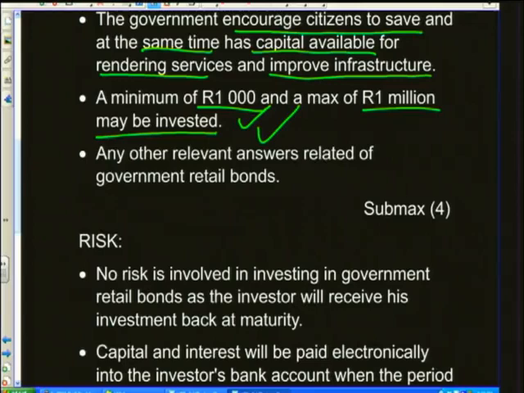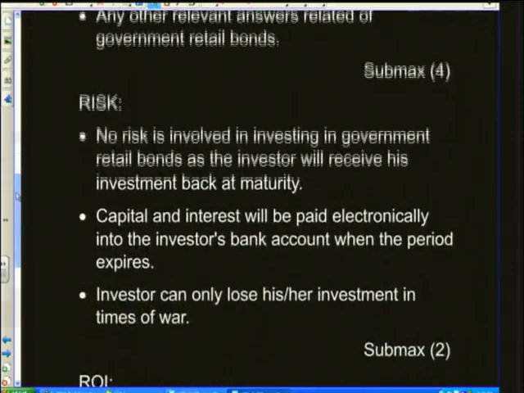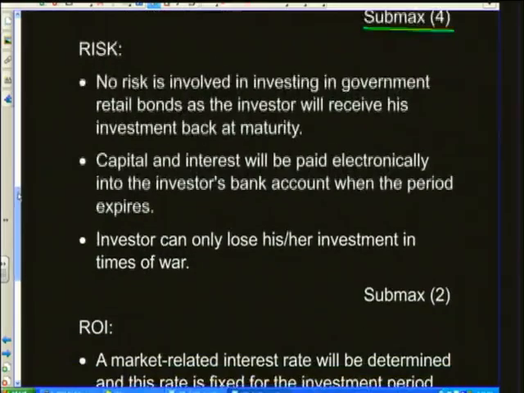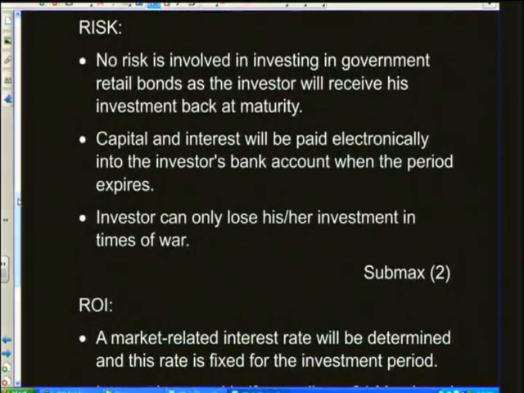So you had to give 2 points, and you got 2 marks. That gave you a sub-max of 4 marks there, right? So we know what we're doing there. So let's look at the risk.